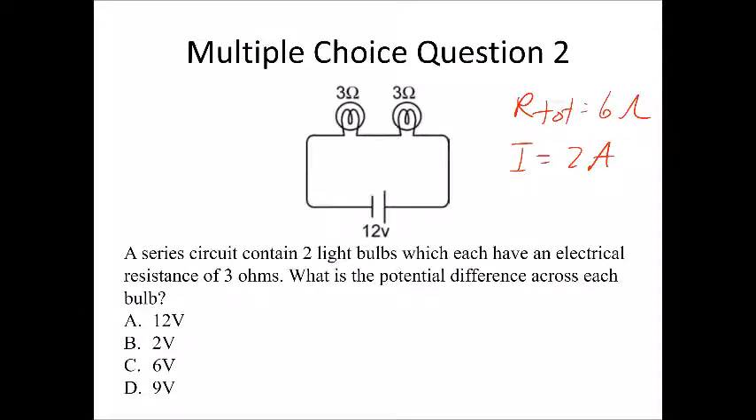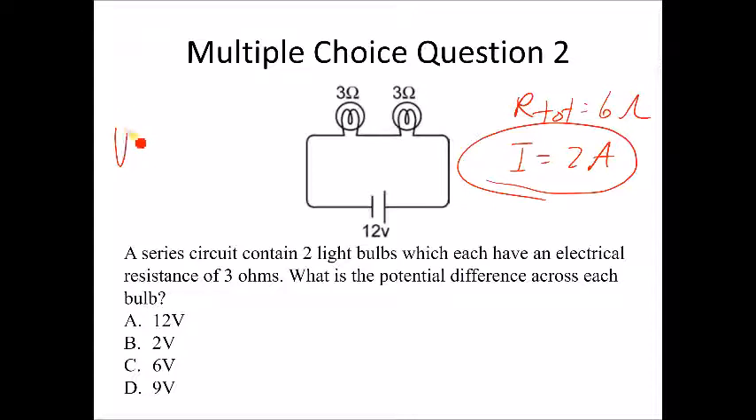All right, so multiple choice question 2 is the same circuit, same values. This time we want to know what is the potential difference across each bulb. We might also hear that called the voltage drop across each bulb. So again, to find the voltage drop, we already know that the current through each bulb is 2 amps, and we know that the resistance of each bulb is 3 ohms.